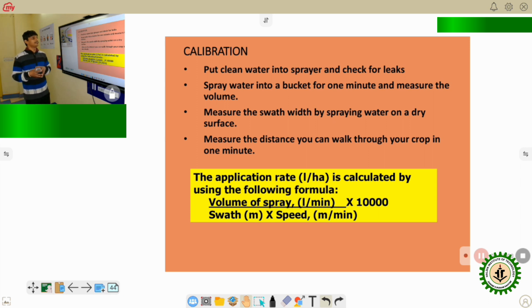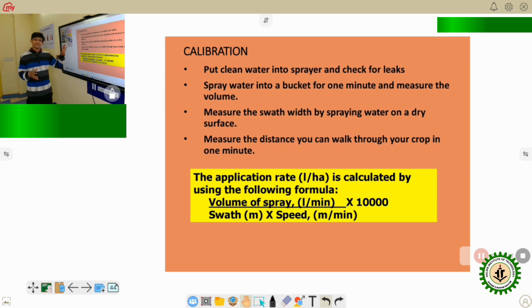Apart from that, in order to measure the swath or length, we spray on a dry surface. From there, we can easily measure the swath length in meters. We also measure the operator movement for 1 minute, that is, we use it in the form of speed in meters per minute.